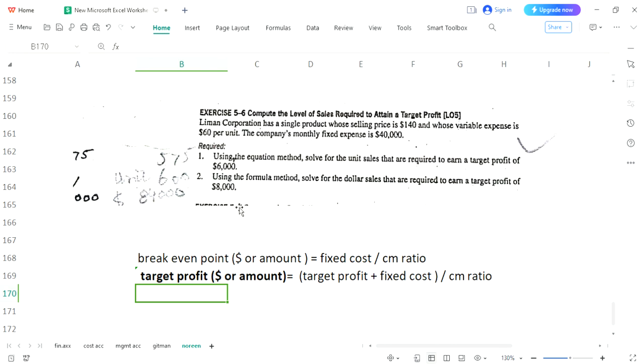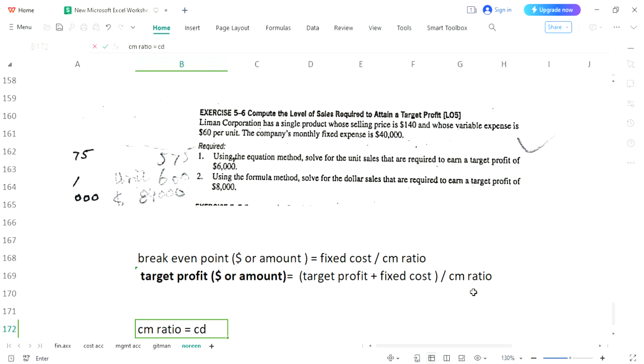Target profit is given, 8,000, fixed cost is also given, that is 40,000. The only thing which is to be calculated is the CM ratio, and hopefully you people do remember how to calculate the CM ratio, which was also discussed. You will divide contribution margin, I should write the full form, contribution margin would be divided by sales.